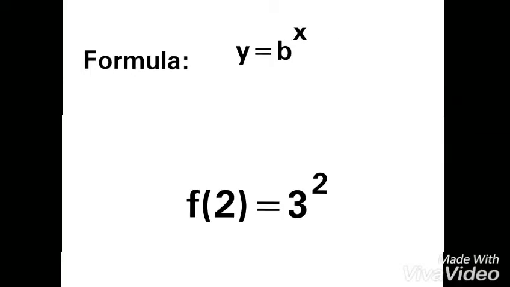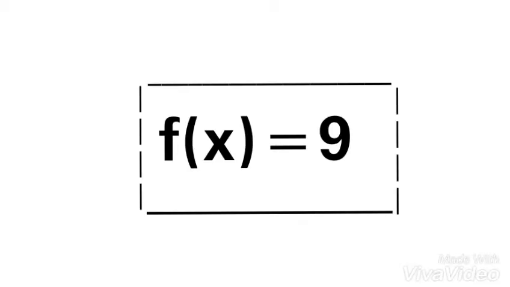So let's change f of x to f of 2, where f of 2 is equal to 3 raised to 2, or 3 squared. If we evaluate this example, we get the answer 9 because we only need to multiply 3 to the power of 2. 3 times 3 is equal to 9.